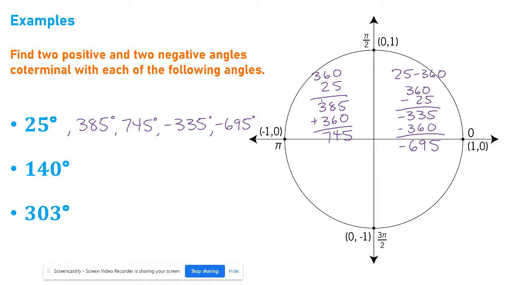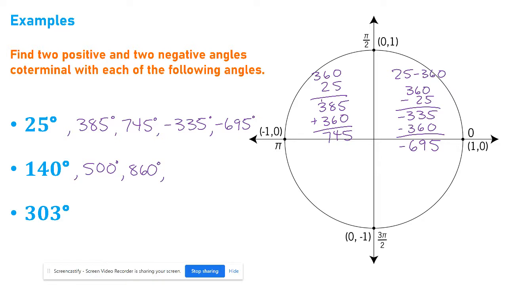So really, you're just adding 360 twice, subtracting 360 twice. We can do the same thing with 140. When you add 360, you're going to get 500 degrees. And when you add 360 a second time, you will get 860 degrees.